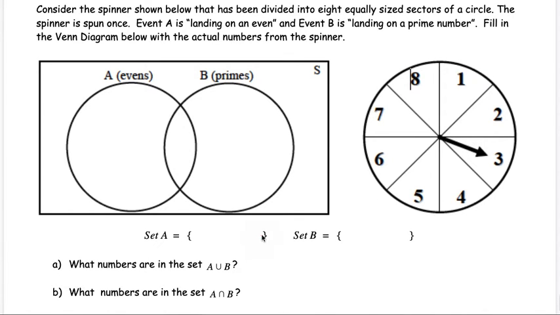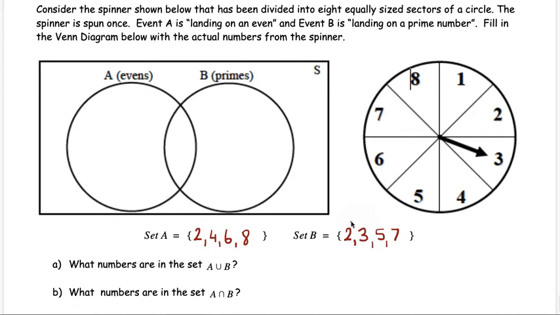So first of all, let's set up the sets. We've got to go through every single number here. So first of all, set A is the even numbers, so 2, 4, 6, and 8. And set B is the prime numbers. Well, 1 is not prime. 2 is prime, it only has 2 factors. 3 is prime, 5 is prime, and 7 is prime. Okay, so we've set up our two sets.